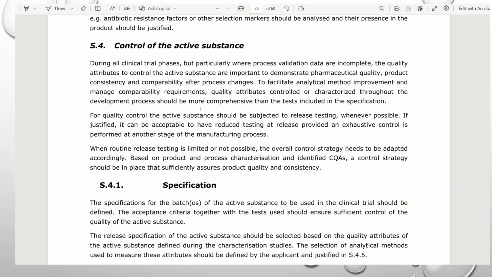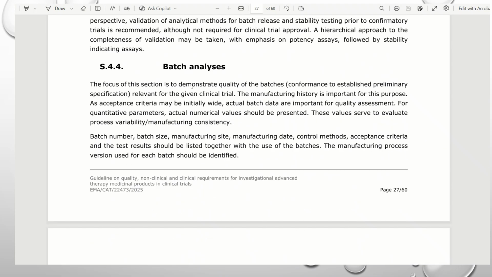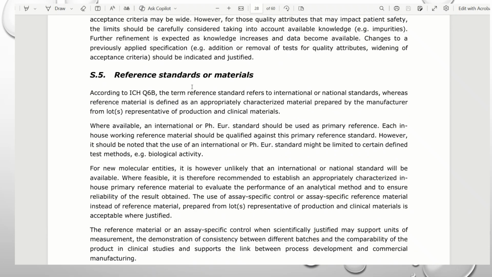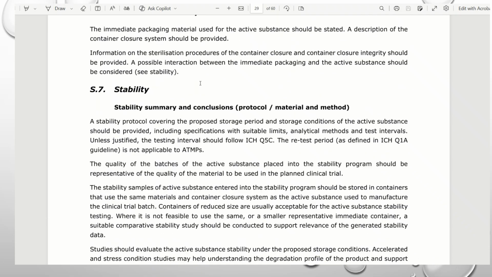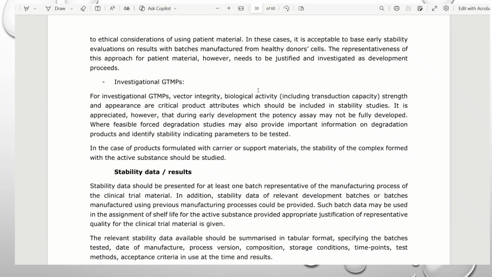Control of active substances, I think I've kind of said enough here. I don't really want to talk too much about this. I think it's really quite obvious. If you've got a background in CMC, you'll get this.